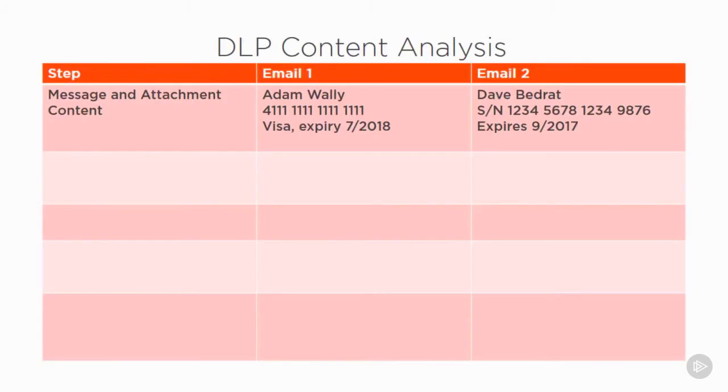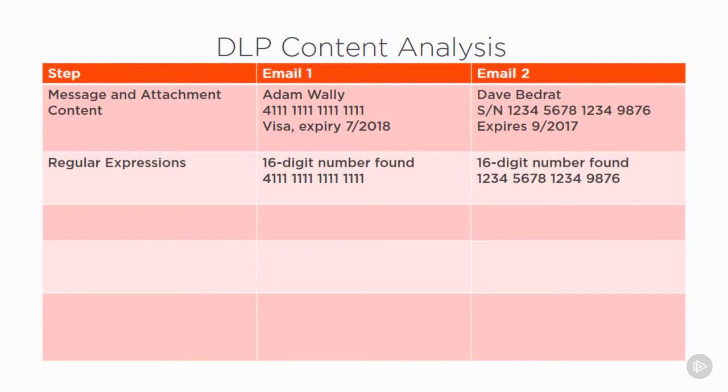Here's a comparison of how that content analysis might treat two different emails. Both emails in this example contain names, 16-digit numbers, and dates. The regex analysis picks up on the 16-digit numbers. The numbers are analyzed using the algorithm, which incidentally is called a Luhn algorithm or Luhn formula, named after the IBM researcher who created it. That detail isn't important for your exam preparation, but in your spare time you might like to go online and read some more about it.